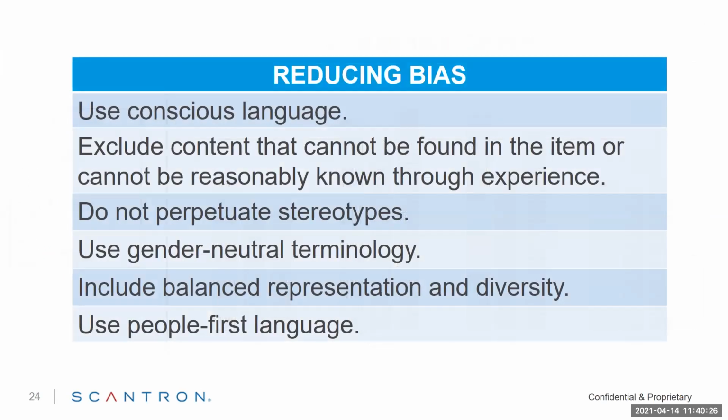Here are some additional ways to reduce bias. Conscious language demonstrates an awareness of the audience. It's reasonably familiar to all groups. It's not wordy. It doesn't contain extraneous information. We avoid bias by excluding information that cannot be reasonably known through experience.